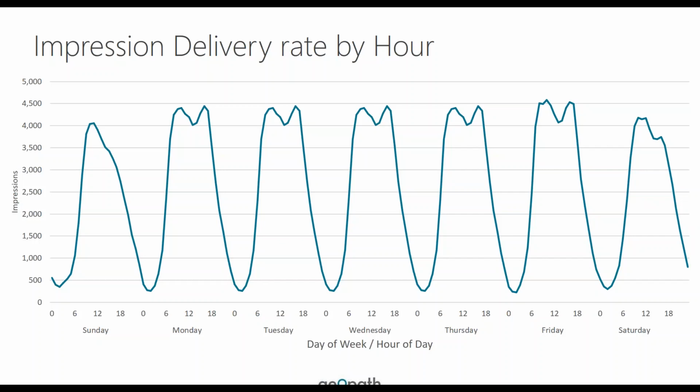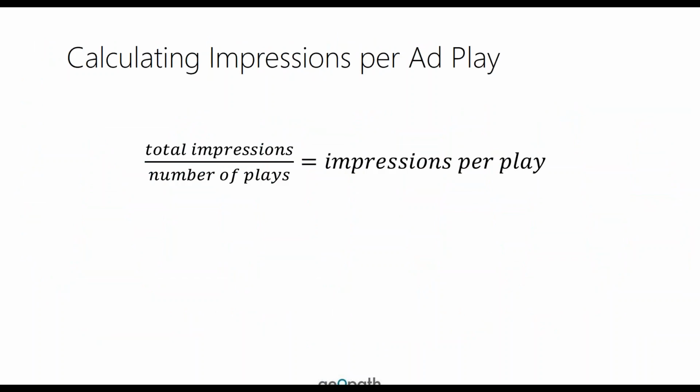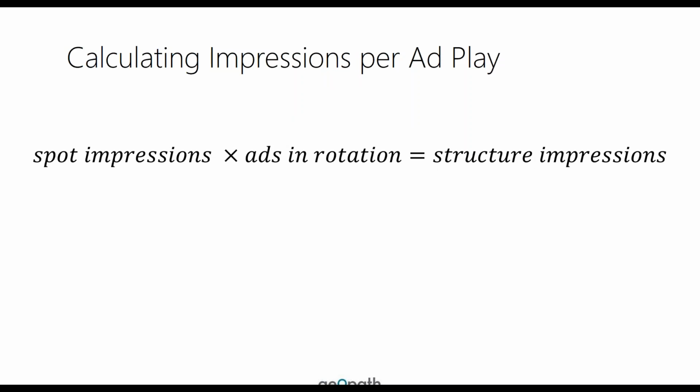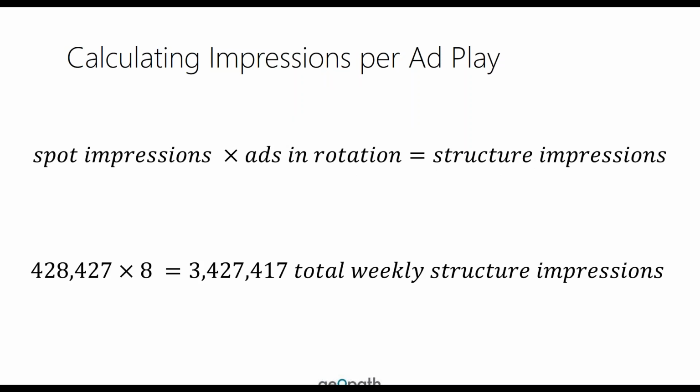So what we're going to do is start with this information and calculate the impressions per ad play. To get the number of impressions per play, we need to know the total number of impressions and the number of ads that were played during that period. So we're going to start by looking at the impressions for a spot for a week. We'll take the number of spot impressions and multiply that by the number of ads in the rotation to get back to that whole pie, the structure impressions.